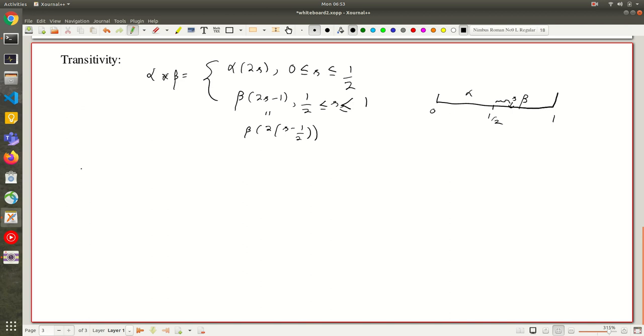So this gives you a product operation, and you can check that it's continuous, because where these two overlap, we use the gluing lemma. Where these two overlap, alpha half, so alpha 1, sorry. So alpha star beta of half is going to be alpha of 1 by this formula and beta of 0 here, but we know alpha of 1 is beta of 0.